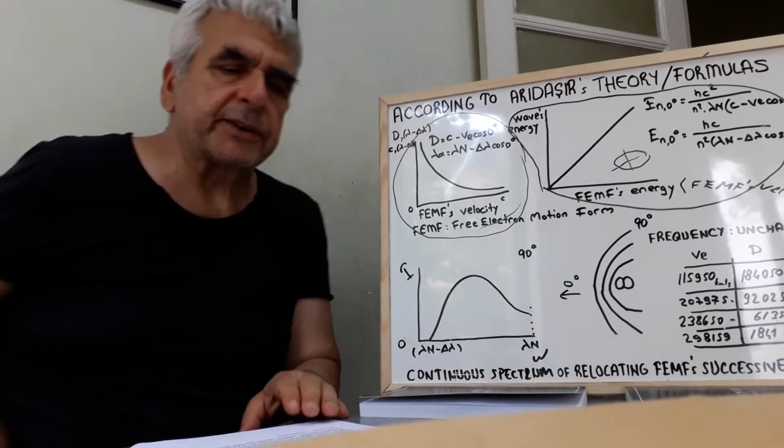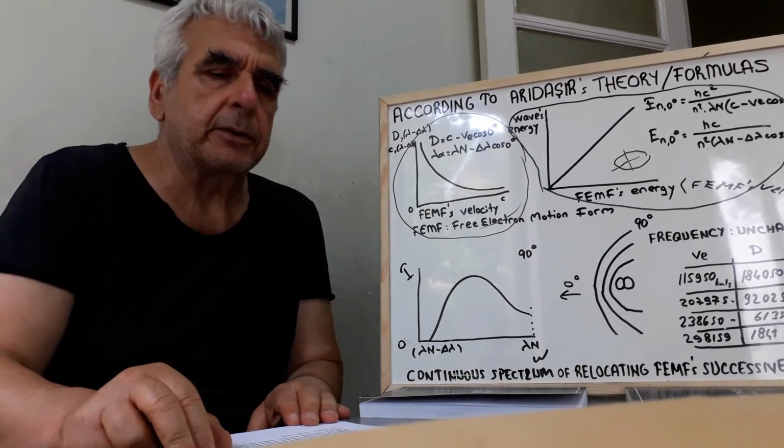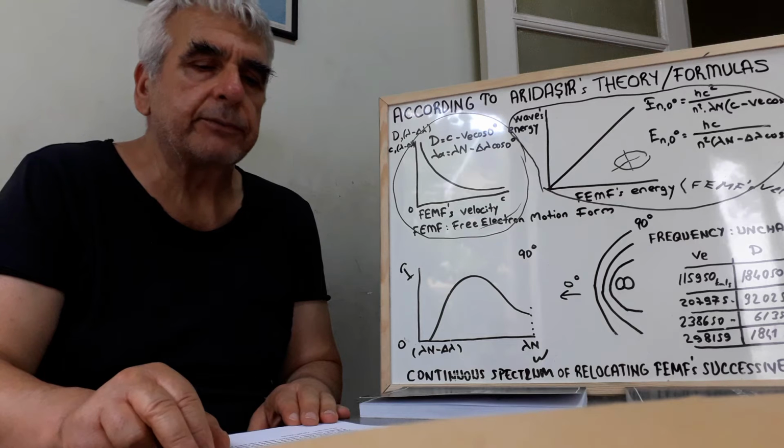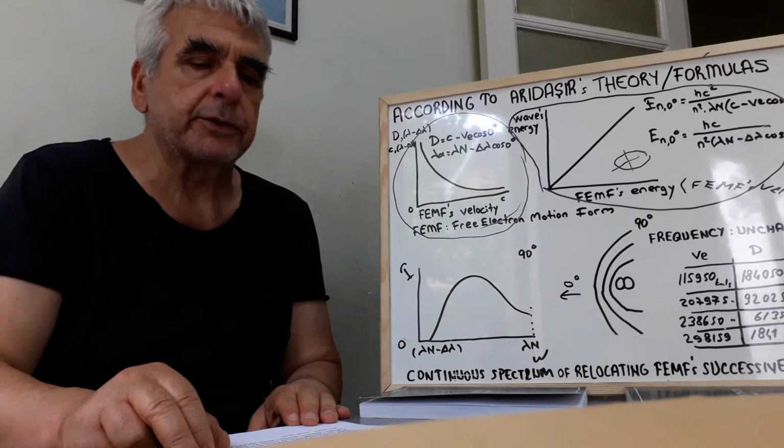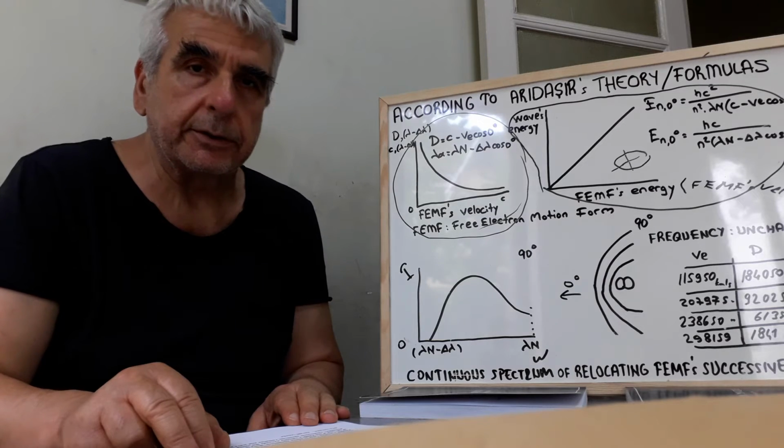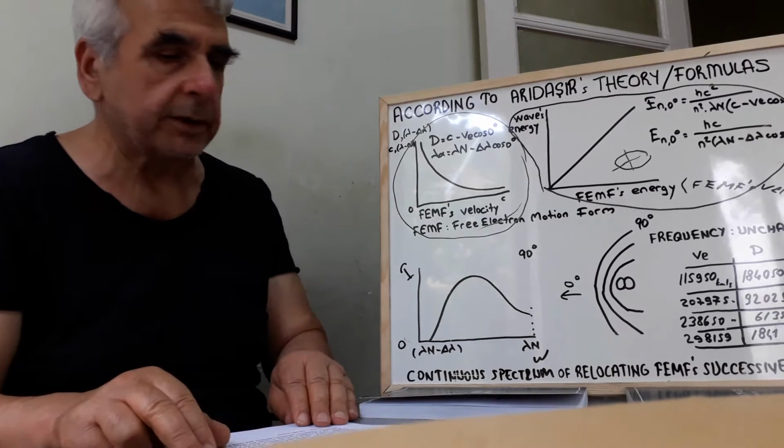Whereas, according to accepted physics and its Bremsstrahlung explanation, the energy of a photon that is emitted by an electron is inversely proportional to this electron's kinetic energy. This is wrong according to my theory and my formulas.